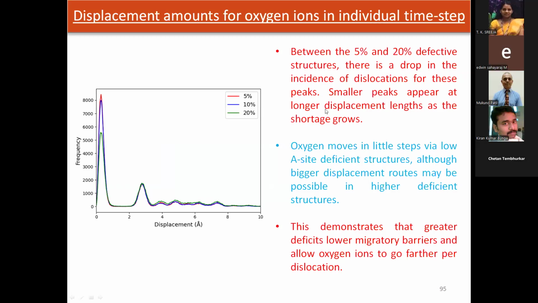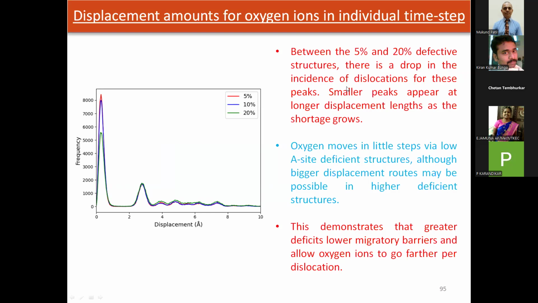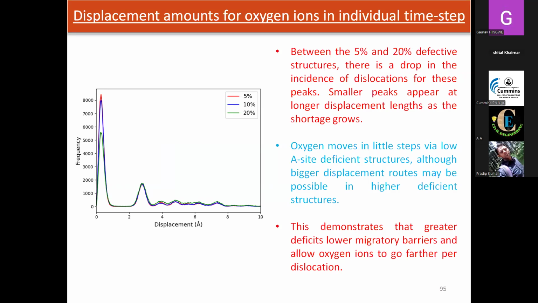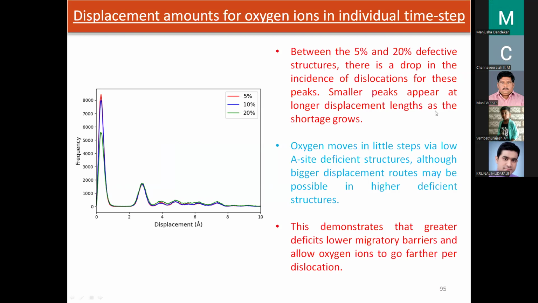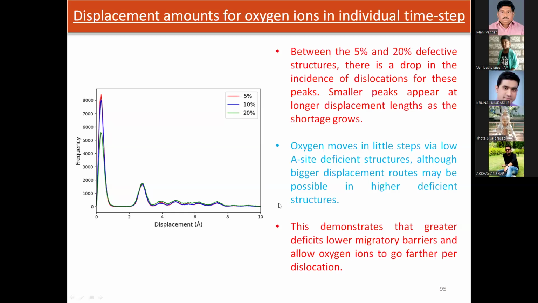And displacement amounts of oxygen for individual time step. Okay, oxygen is moving, but for an individual time step, how much it is moving, and in bulk, how much it is moving. So that's the individual time step displacement amount for oxygen. So greater displacements indicate lower migratory barriers and allow oxygen to go farther. So if you have very small vacancies, obviously you cannot have longer jumps. So if you look at the 5% peak, it's there for the smaller displacement. And if you look at the green peak, it ranges from minimum to maximum. So for higher vacancy, you can have longer jumps. That's the displacement amount which is possible.